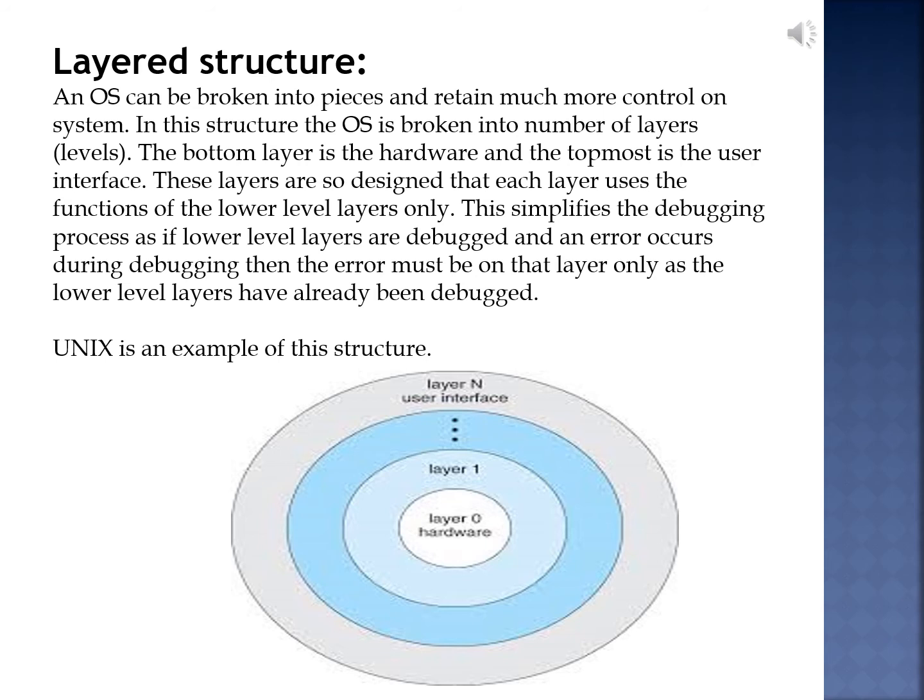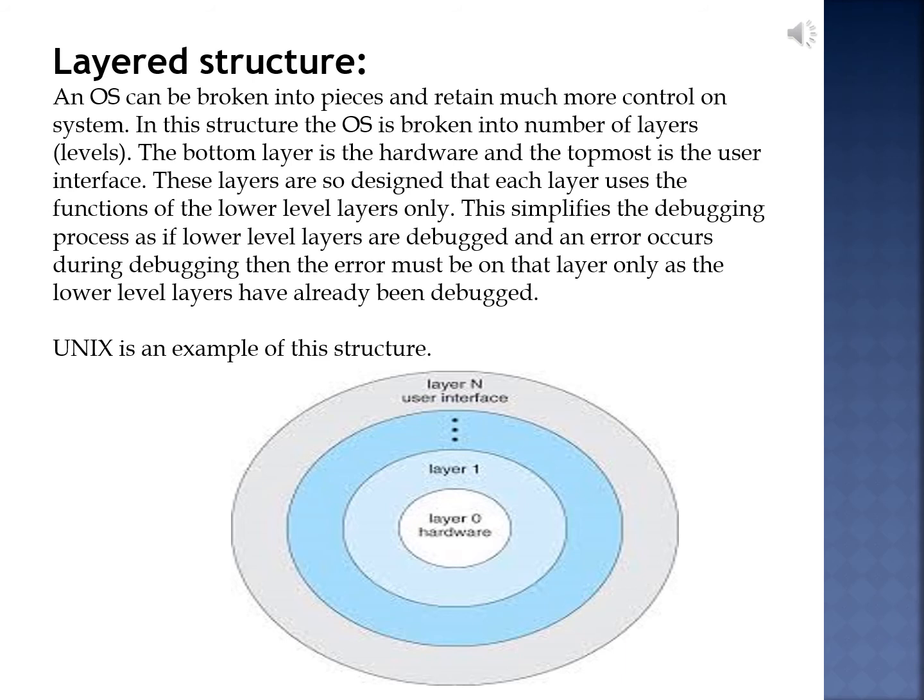Next one is layered structure. An operating system can be broken into pieces and retain much more control on the system. In this structure, the operating system is broken into a number of layers, that is, levels. The bottom layer, or layer 0, is the hardware and the topmost layer, that is layer N, is the user interface. These layers are so designed that each layer uses the functions of the lower level layers only.